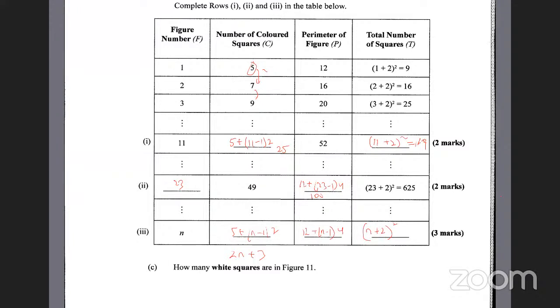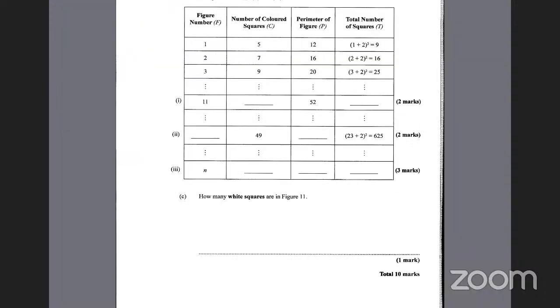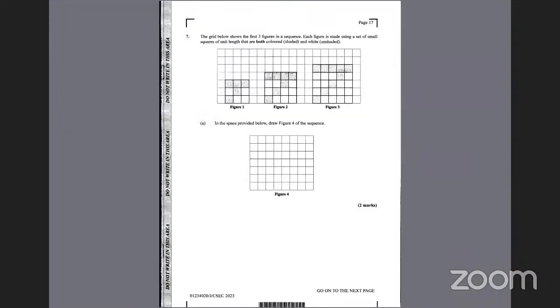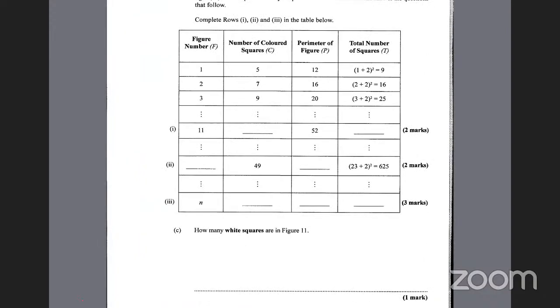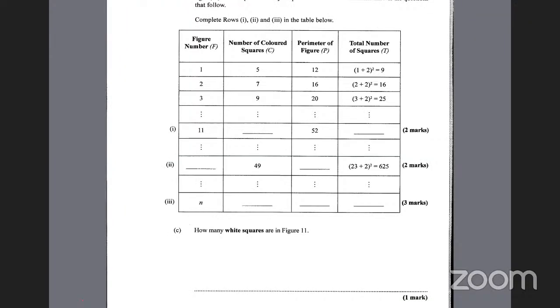How many white squares in figure 11? Well, you just count it, right? Are you okay with that? Let's check out the next one. How many white squares in figure 11? Where is figure 11? Did I rub it off? How many white squares? All right, so that's not right. I'm gonna just write it back. I forgot what I had.